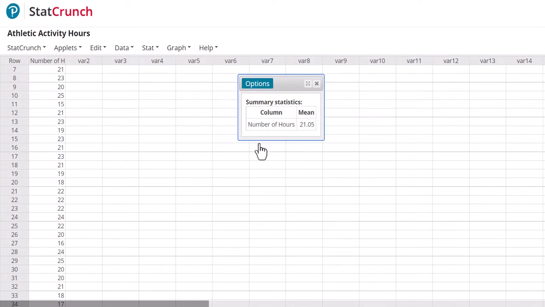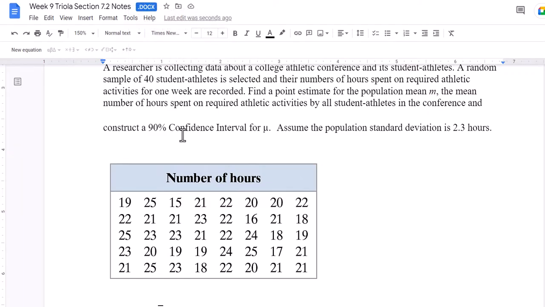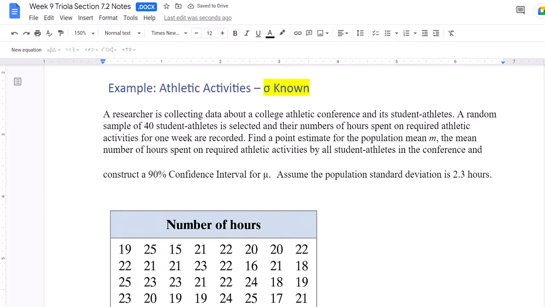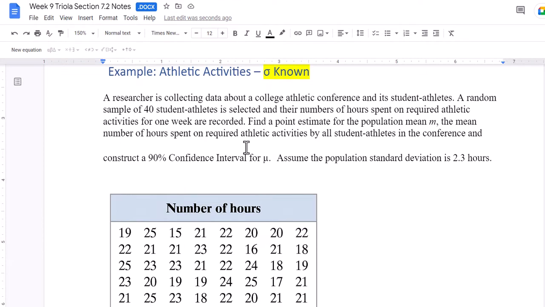We don't need the standard deviation in this case because the population standard deviation is given to us in this problem. So we just need to make a note of the sample mean. So we can say that the sample mean was 21.05. Let's read the problem first. A researcher is collecting data about a college athletic conference and its student athletes.